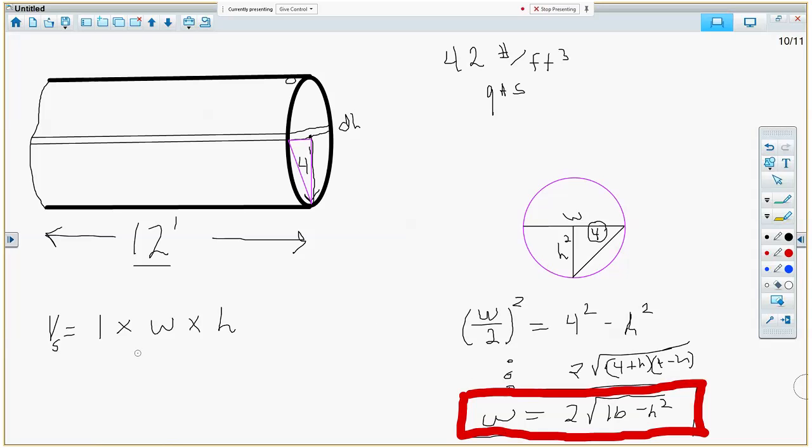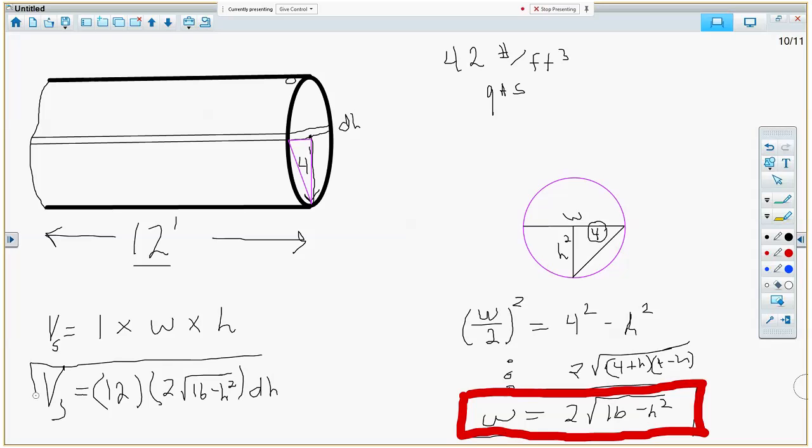So the volume of the slice is equal to, I'll do the length for you, 12 times 2 square root of 16 minus 8 squared times delta H. There's your volume. Now what are we going to do with that volume?